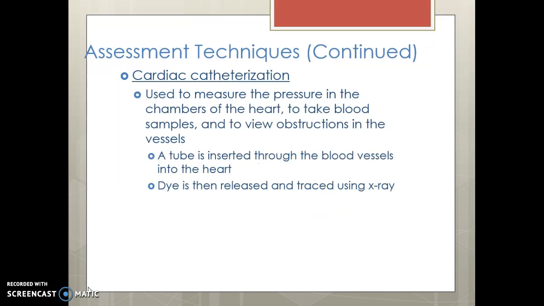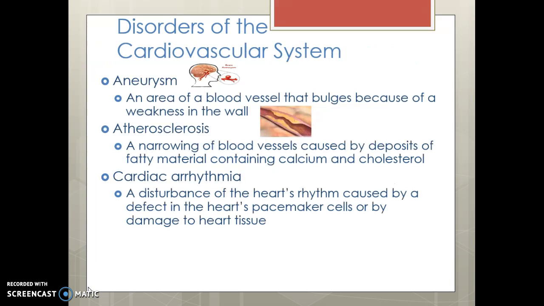Cardiac catheterization, again, a little tube is inserted through the femoral artery, and then they can actually release dye, and it can be traced so that you can see if there's any vessels that are blocked. An aneurysm, and that's a little picture of a vessel with a bubble, an outpouching. It's an area where the wall of the vessel is weakened. So up here is the aneurysm picture, and this is the aneurysm.